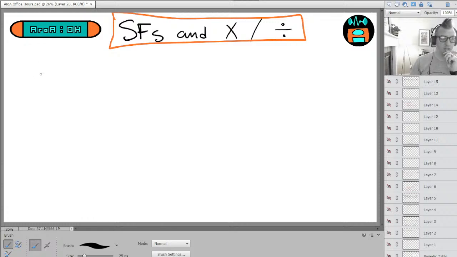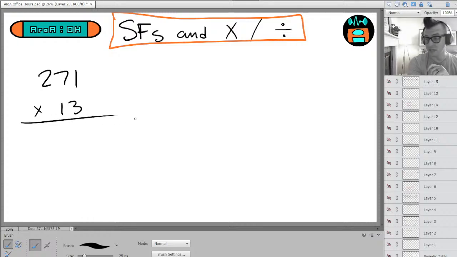Let's do 271 times 13. I can't do this in my head. I don't know if you can. If you can, power to you. Your mind is stronger than mine. But I'm going to punch it into my calculator. My calculator is telling me that the answer is 3,523. Now that's the correct value. We need to determine the correct number of sig figs.